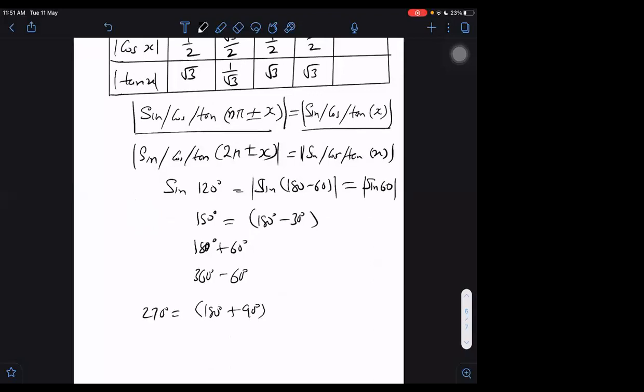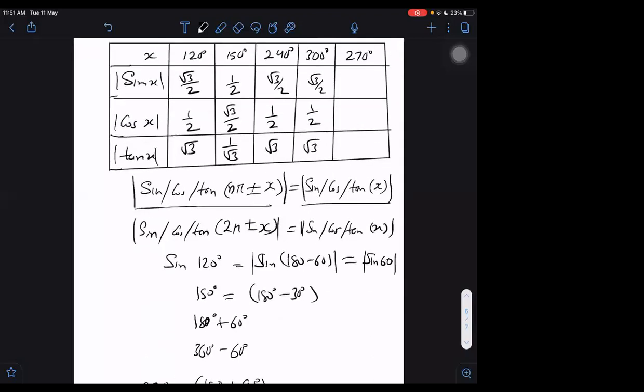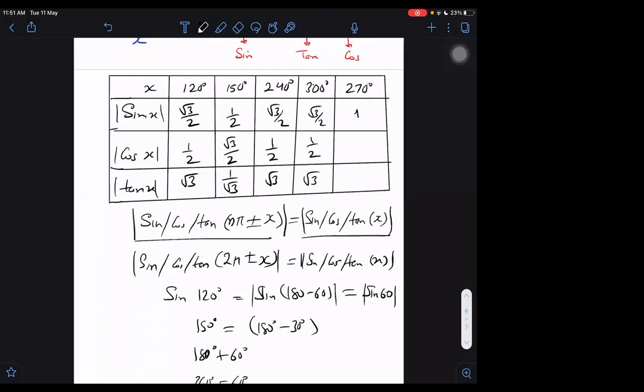270. So sine 90 will be 1. Cos 90 is 0. Tan 90 is not defined. This is correct, but unfortunately, it is correct only magnitude wise when we take the mod.